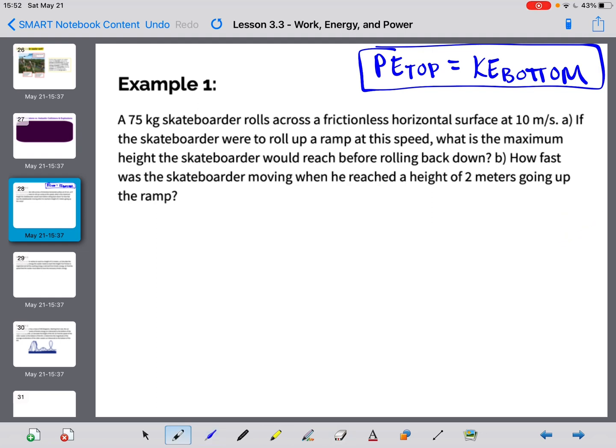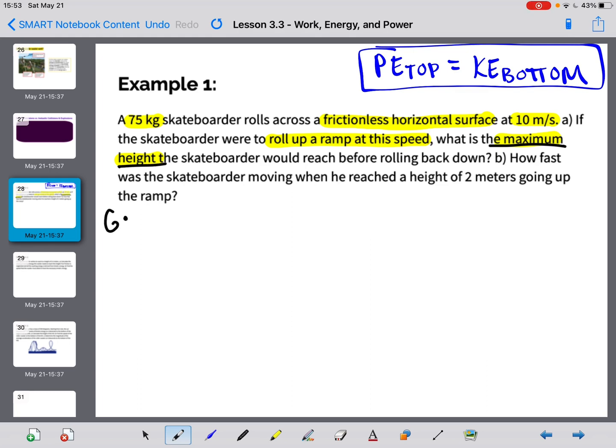Okay, so let's read the following question. A 75 kilogram skateboarder rolls across a frictionless horizontal surface at 10 meters per second. Part A, if the skateboarder were to roll up a ramp at this speed, what is the maximum height the skateboarder would reach before rolling back down? So let's work on part A only. 75 kilograms. It's a frictionless horizontal surface at 10 meters per second. If they were to roll up this ramp at the speed, what is the maximum height? So that's the key word, maximum height. That's what they want us to find.